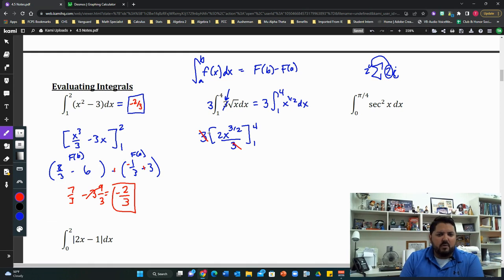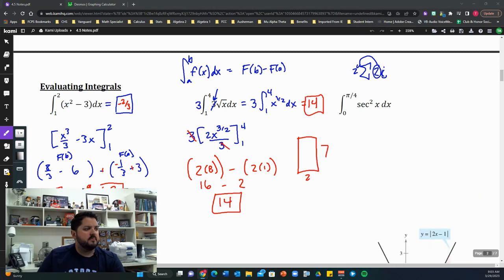So for my f of b part, when I plug 4 in, fractional exponents are tricky. Remember, 4 matches up with the root, so I'm going to square root that, so it becomes 2, and then 2 cubed turns into 8. So I get 2 times 8 for the first value, and then minus, when I pass 1 in, 1 to any power is just 1, so this is 2 times 1. Or 16 minus 2, or 14.